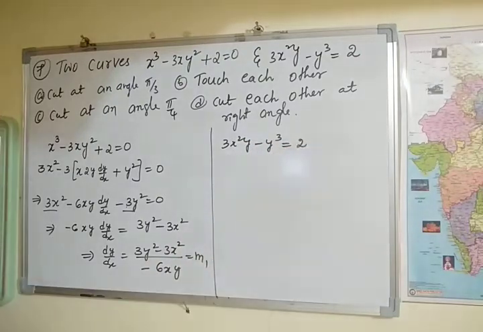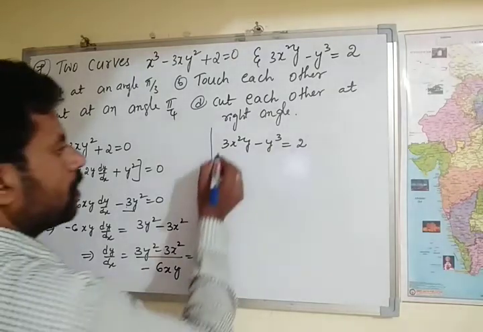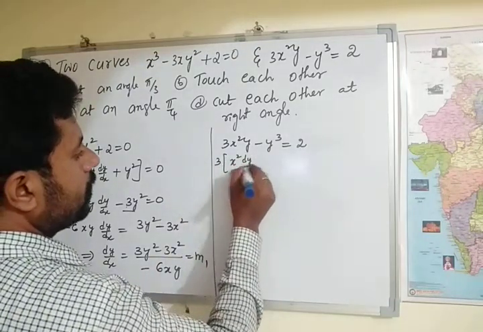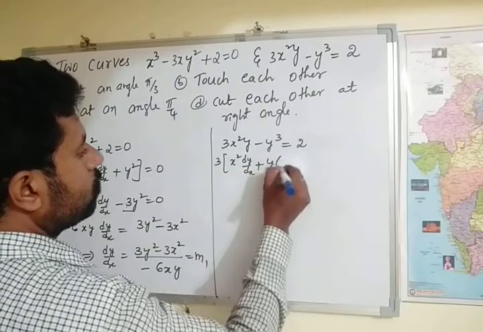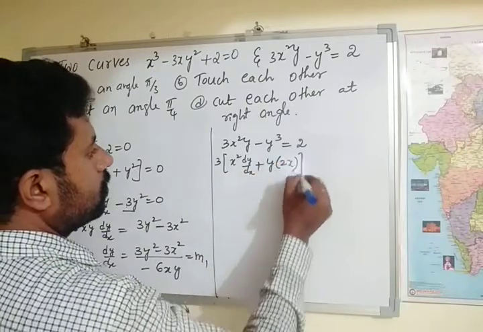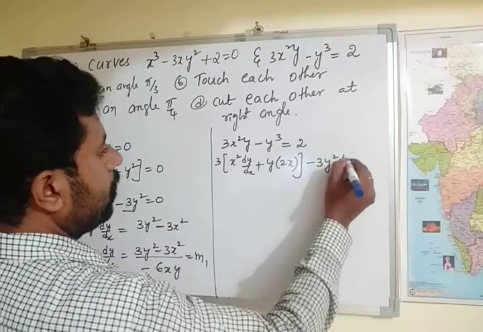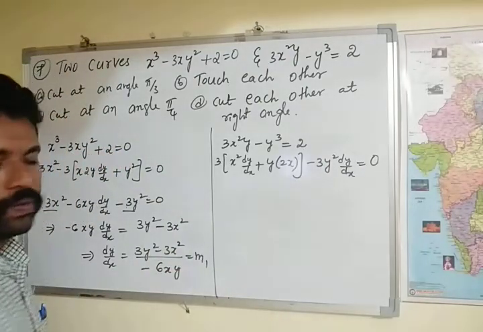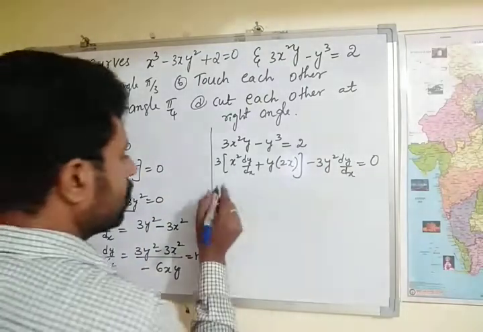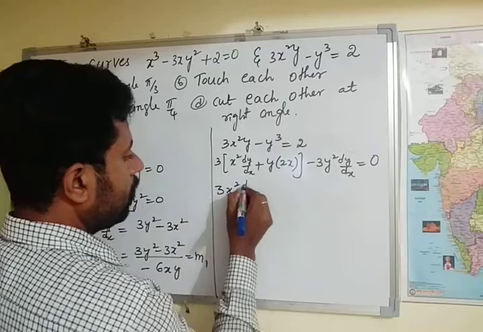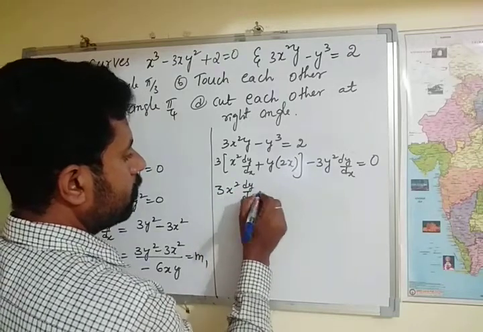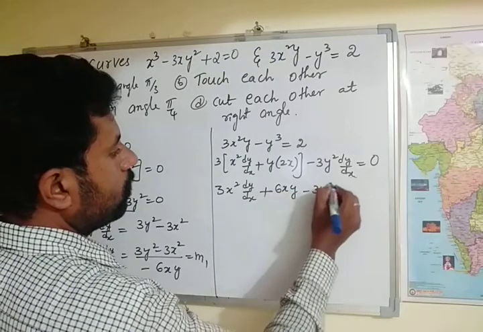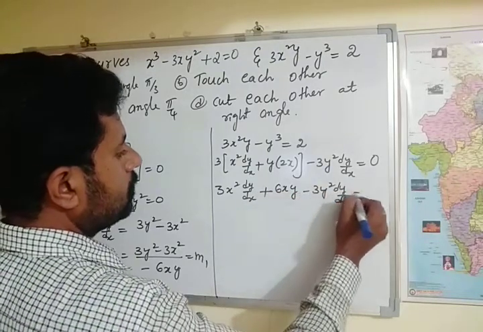Now here also differentiate with respect to x on both sides. 3 is a constant term, x square into dy by dx plus y into 2x, minus 3y square into dy by dx is equals to the constant term 0. Next step, multiply by 3 into this term, 3x square dy by dx plus 3 into 2, 6xy minus 3y square into dy by dx is 0.